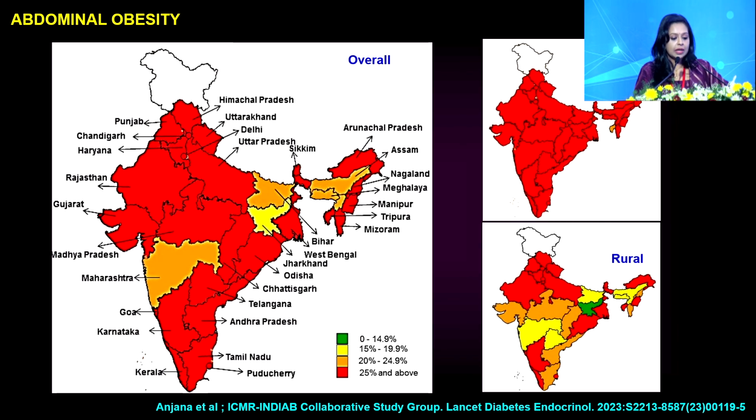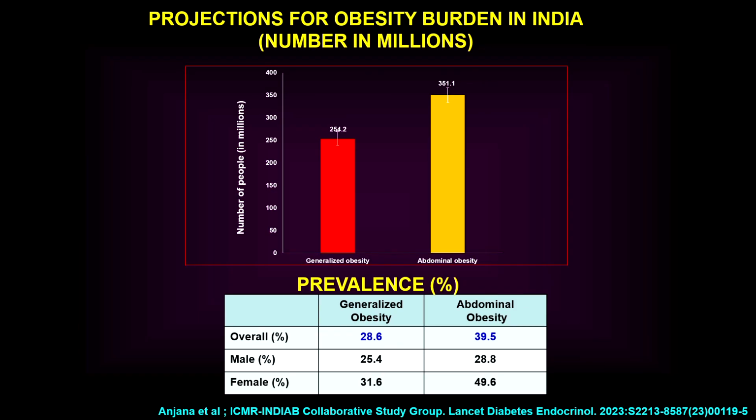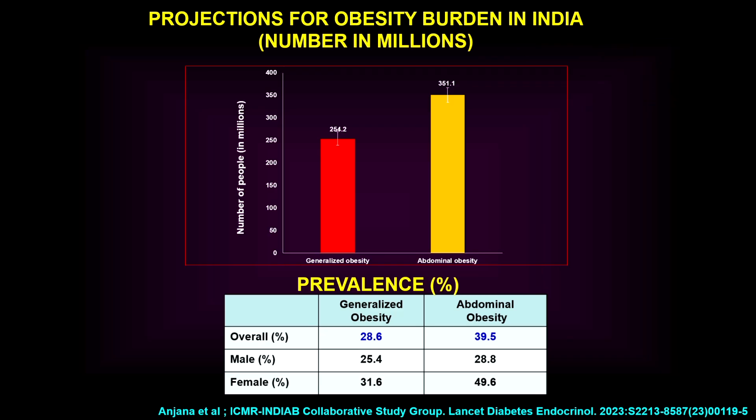If you look at abdominal obesity, it's even more grim, because as we know, we have more abdominal obesity than we have generalized obesity. Almost the whole country is in red and orange. So these numbers are quite staggering here. You have 240 million people with generalized obesity and 350 million people with abdominal obesity in this country.